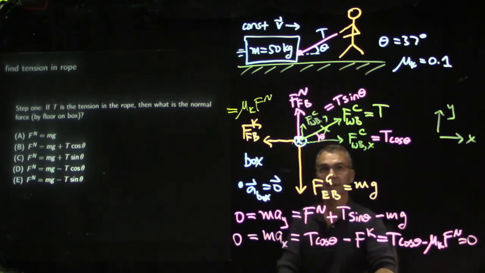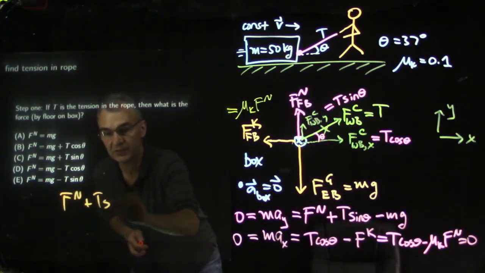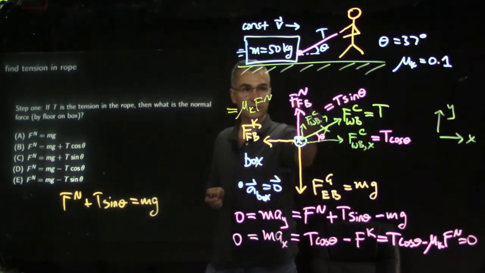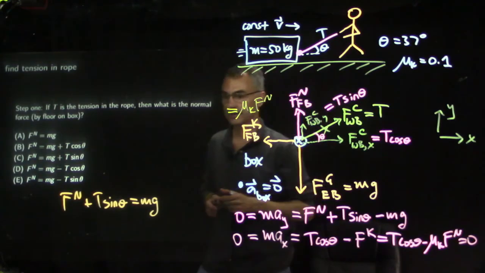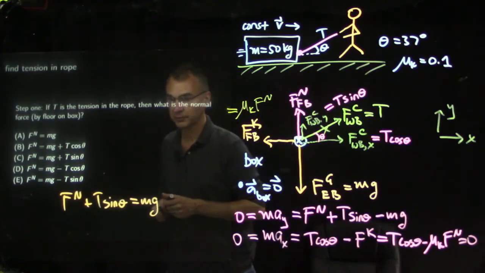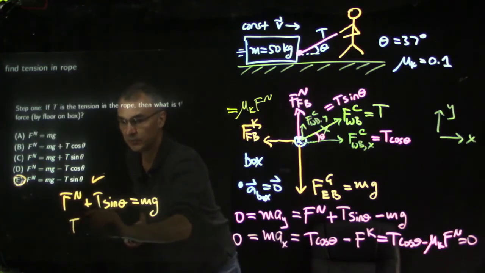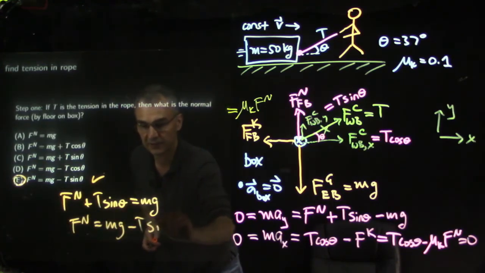So if you were going to answer this, I would say that F normal plus T sine theta equals mg, because the two up things together have to balance the one down thing. So that would give me F normal is mg minus T sine theta. So I think I like this one, because that gives me F normal is mg minus T sine theta.